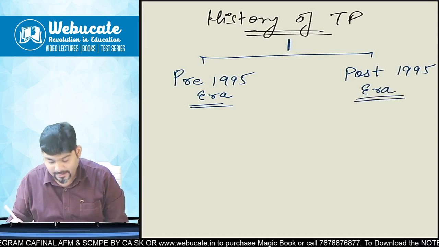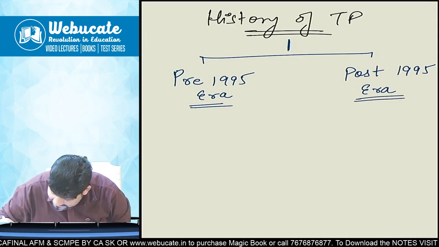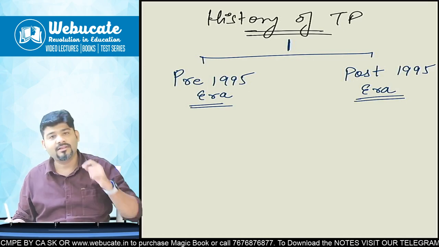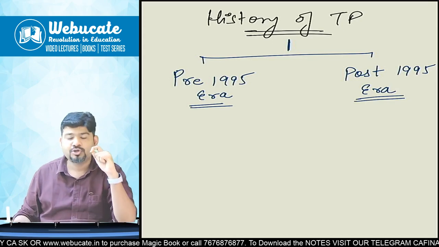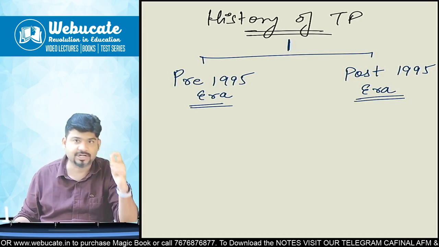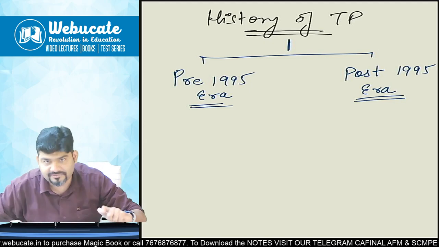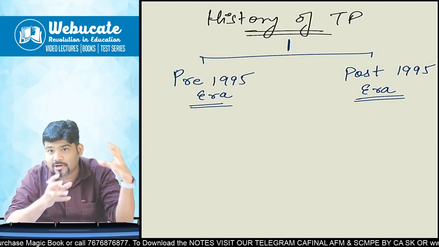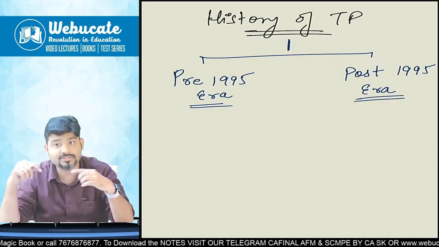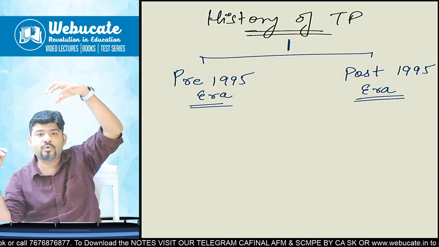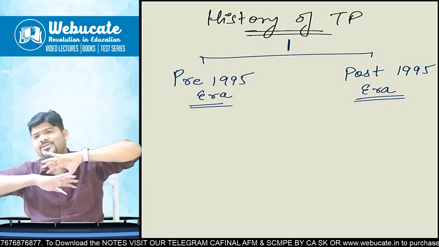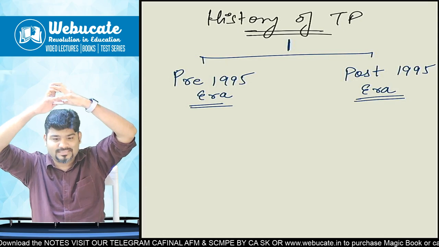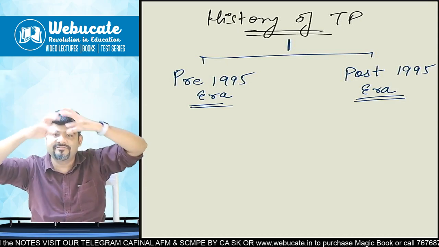post-1995 era. Now, as far as the pre-1995 era is concerned, the organizational structure used to be a centralized organization structure. Because we have done performance management, we know that there are two types of organizational structures. One is a centralized organization structure. What is it? Where the decision is taken only by the top management, where not much expansion has taken place. There is just one main owner, and that owner manages everything.